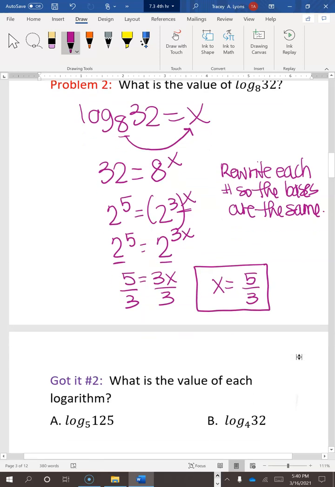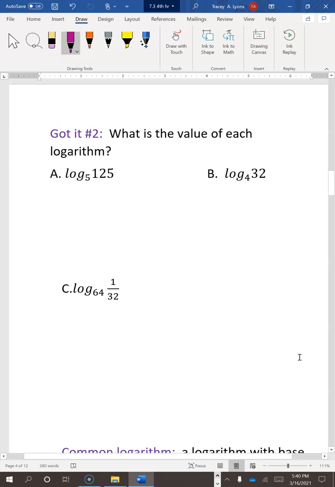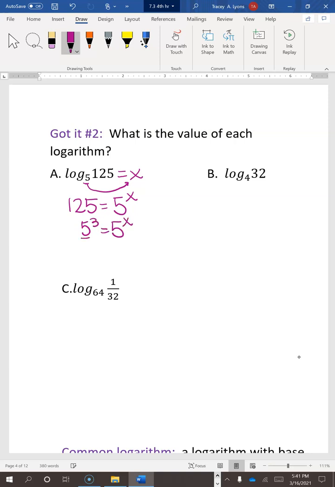Let's pause and try these got it questions. What is the value of each log? Part A, log base 5 of 125, set it equal to x first. And remember the base of the log becomes the base of the number. So it's 125 equals 5 raised to the x power. I know that 5 is a prime number, so the right side is simplified. I can write 125 as 5 to the 3rd power. And now since the bases are the same, the exponents must be the same as well.